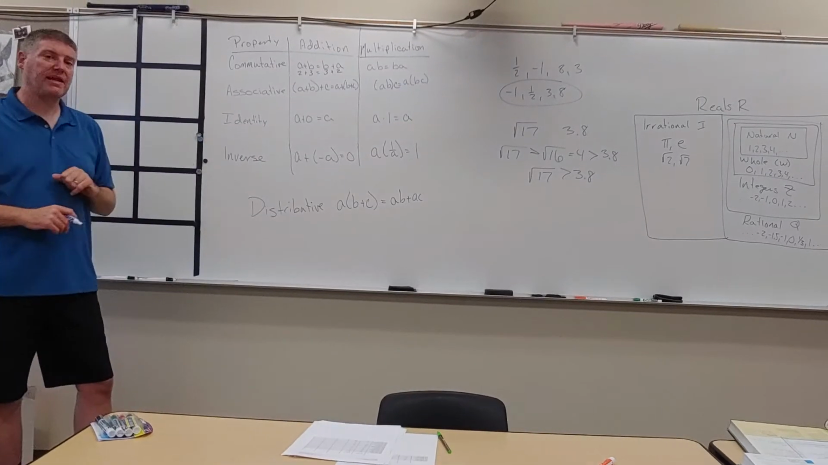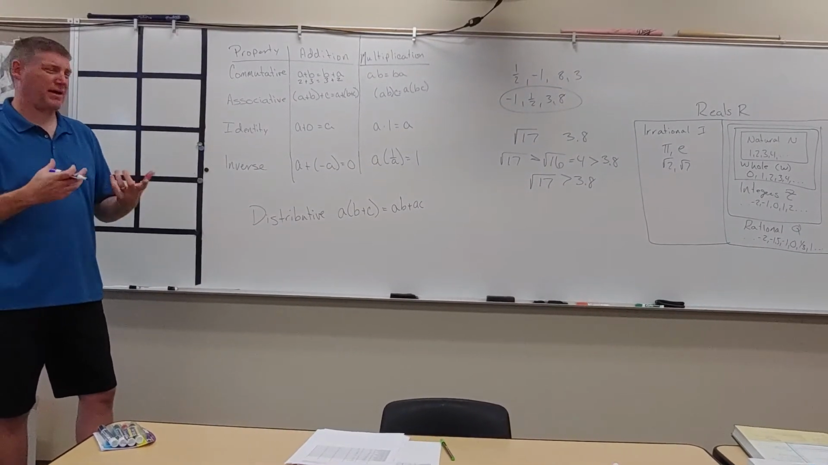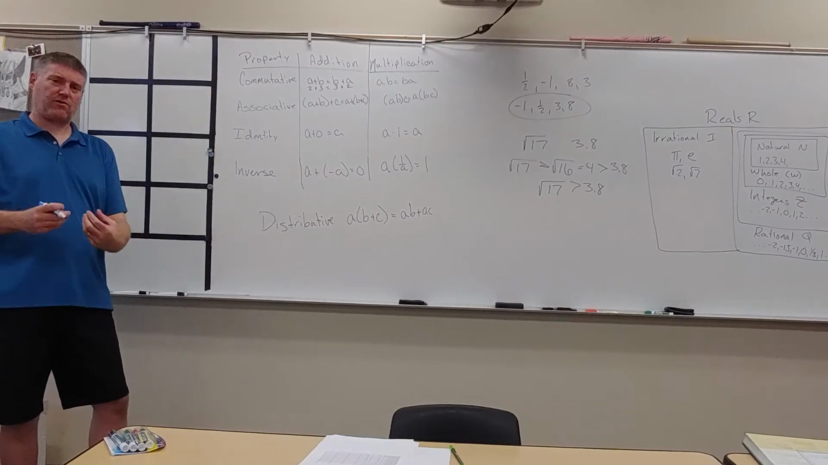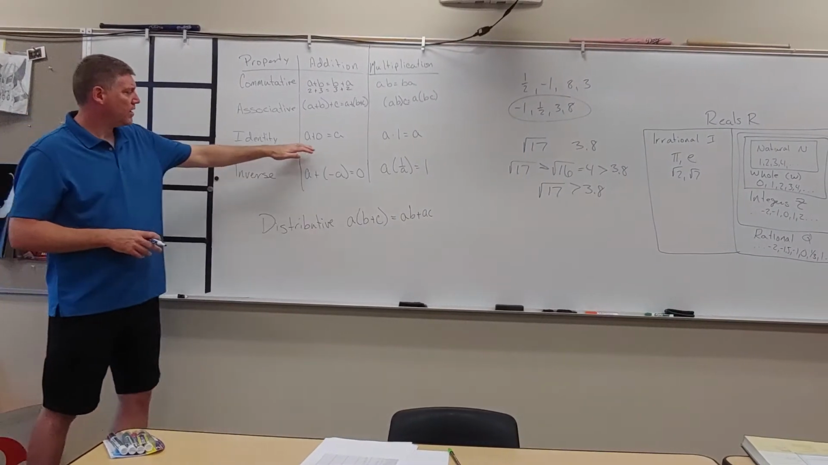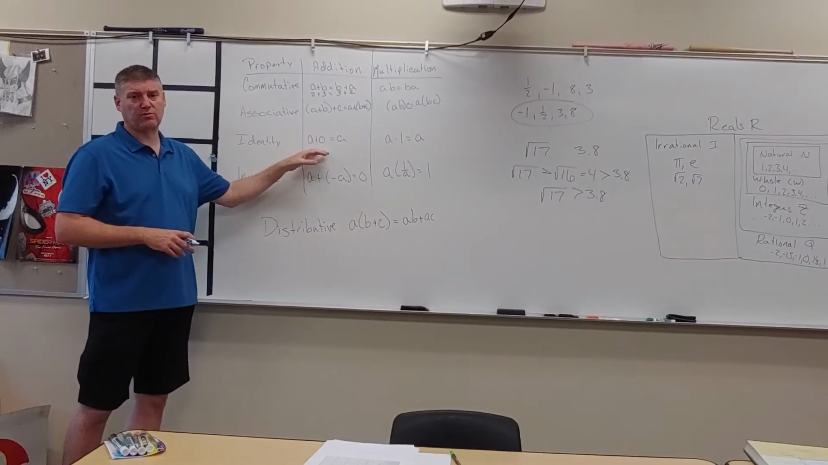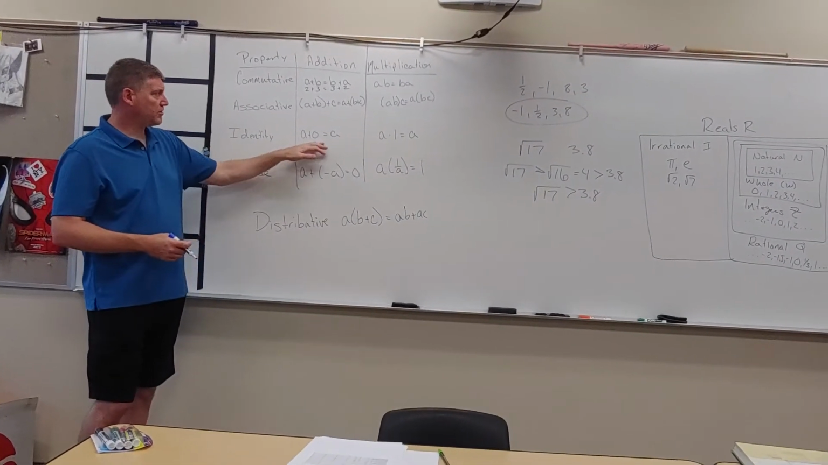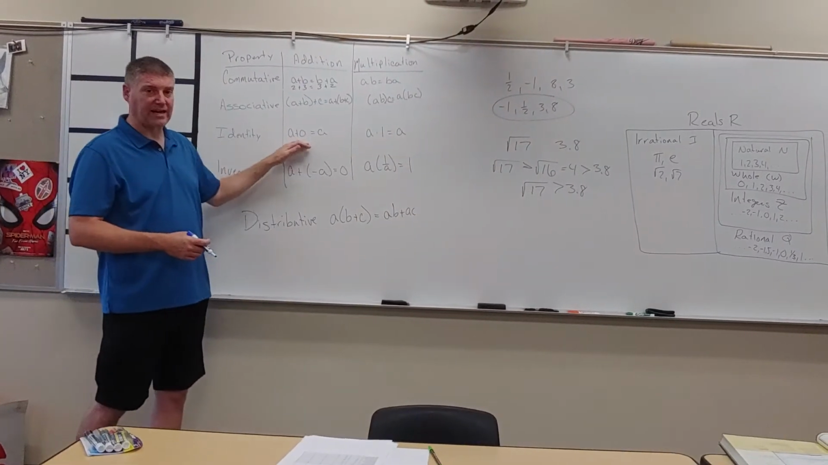The next one is identity. Identity means getting back to yourself. Okay, so wherever I start with, how do I get back to that value? So in addition, A plus what number gives me A? Well, that number is 0. Okay, so 0 is our additive identity.